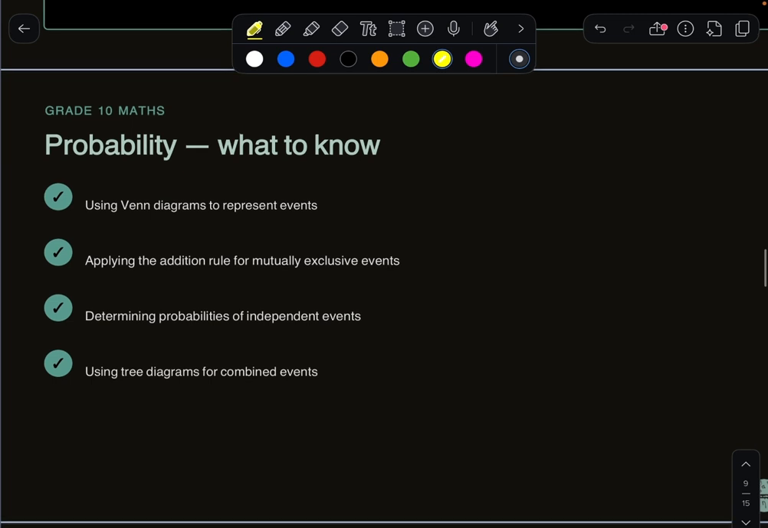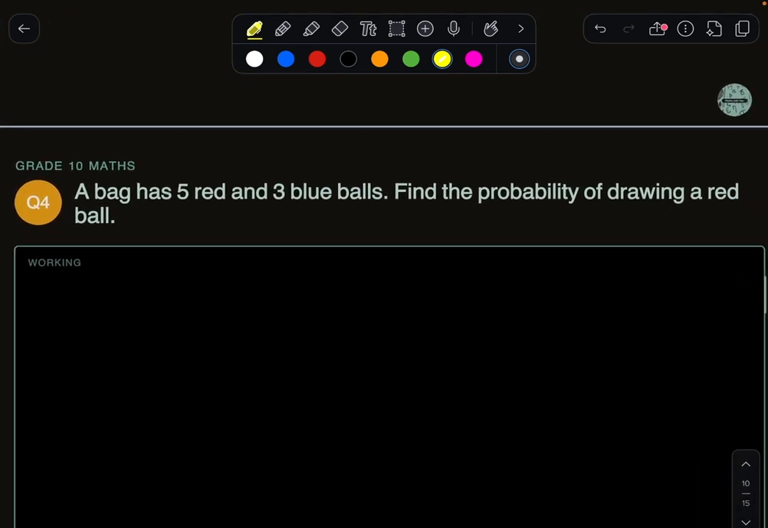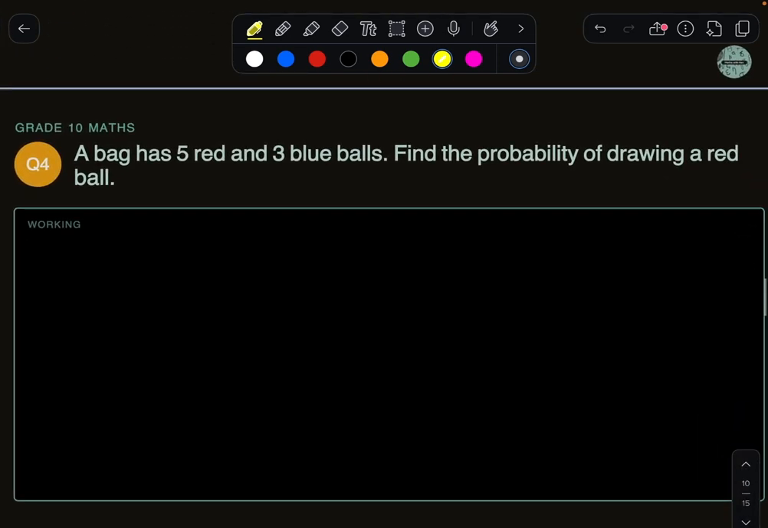We're also looking at probability again, which is similar to what we have done in grade 9. So we're going to be looking at Venn diagrams. So they usually look something like this. And you've got 2 different events. Maybe with overlap, maybe without. You're going to be applying the addition rule for mutually exclusive events, determining probabilities of independent events, and using tree diagrams for combined events.